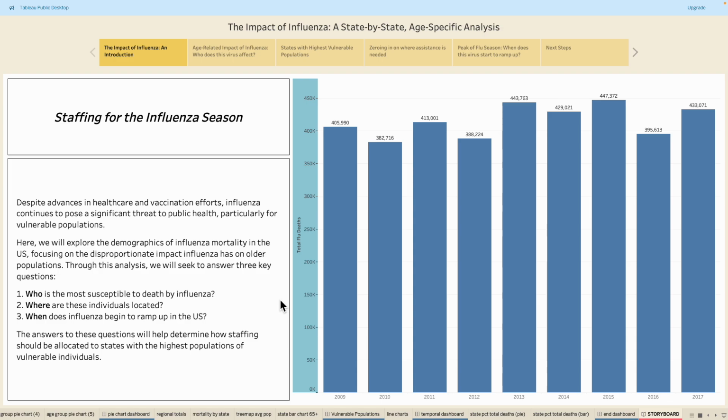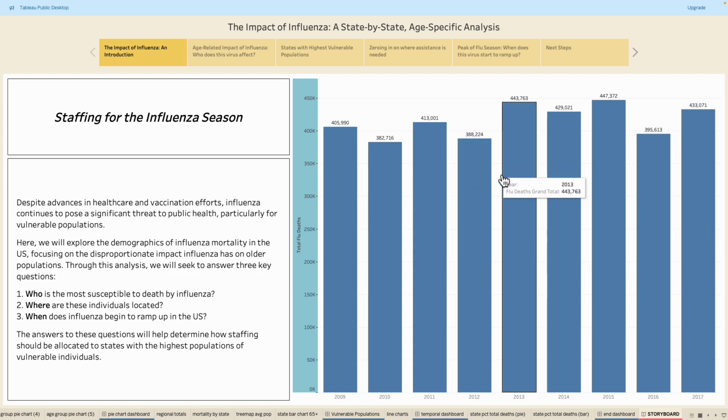First, we're trying to answer who is the most susceptible to die of influenza. For the purpose of this analysis, we're going to be grouping this based on age groups because of the data that was available. Second, we're going to identify where these individuals are located. And then finally, we're going to answer when flu deaths tend to peak around the U.S. and also when they tend to ebb and drop.